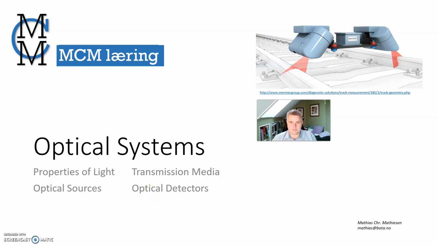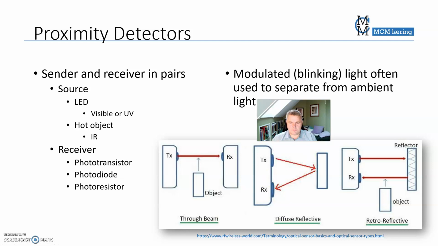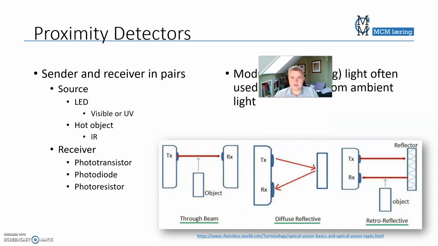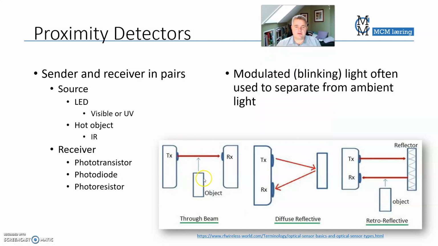And let's first look at proximity detectors, detectors that detect if there is an object in the path or if there's not an object in the path. We have three different ones. We have through beam, diffuse reflective, and retro reflective.